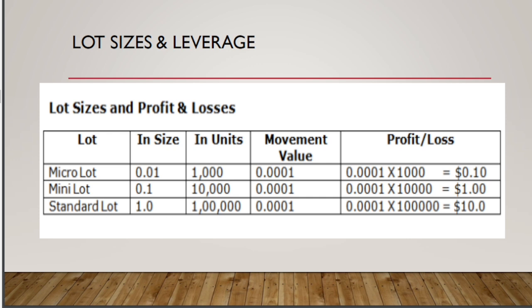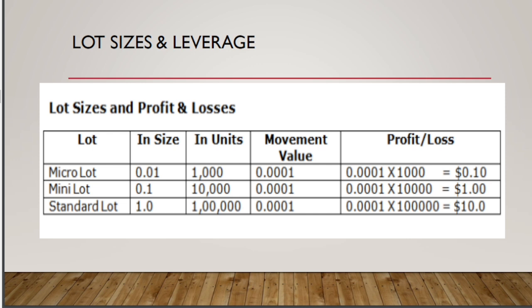So that will be 0.0001, which is one pip, times 1,000, which is a micro lot in units. It will give you 10 cents per pip. So when you move one pip, that means when you take one step, either backward or forward. If you're taking one step forward in positive position, that will be plus 10 cents. Then if you're going towards the negative direction, that is minus 10 cents.